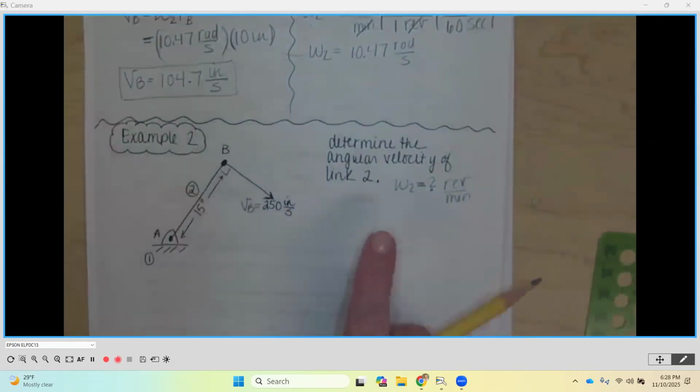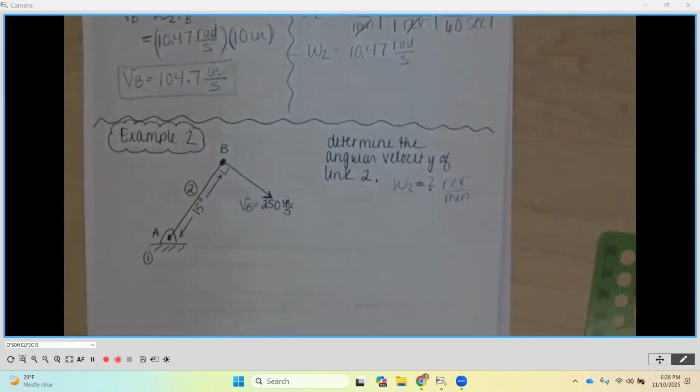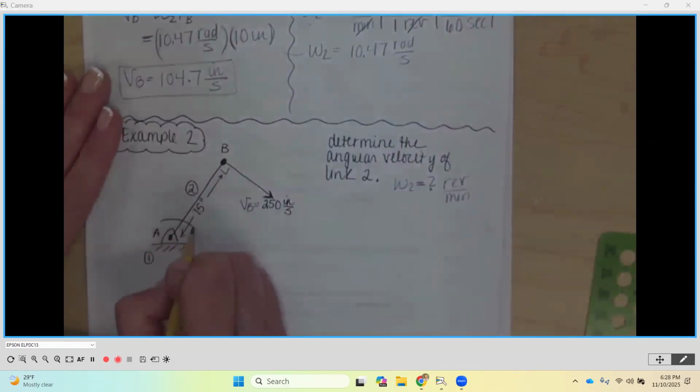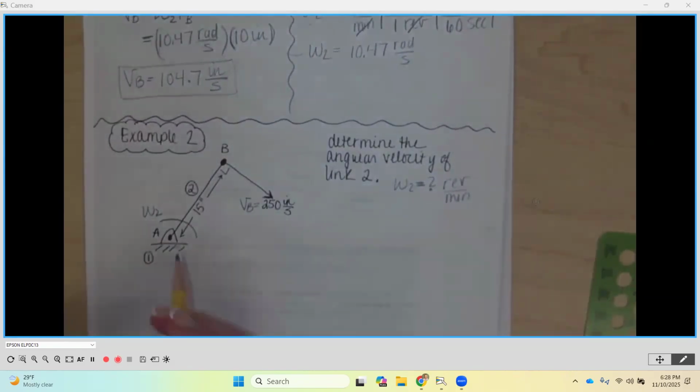Now, you'll notice that we need to find W2. To fully define W2, we not only have to find its magnitude, which we will, we also have to show its direction. And we can show its direction on here right now. Go ahead and put on a direction that you believe W2 is going. So draw an arc, label it W2, and show an arrowhead either on the left-hand side or on the right-hand side of your arc.